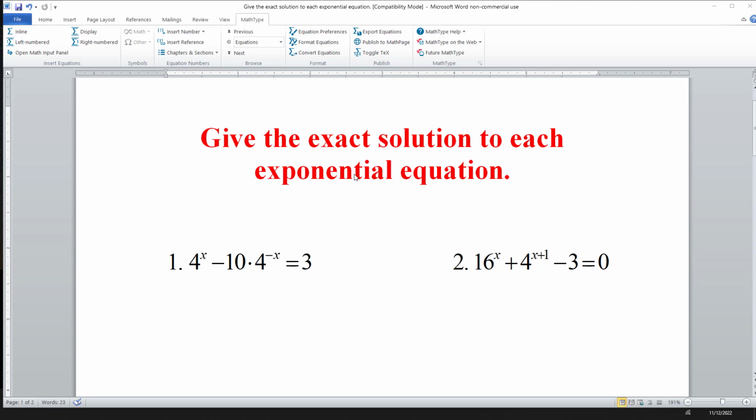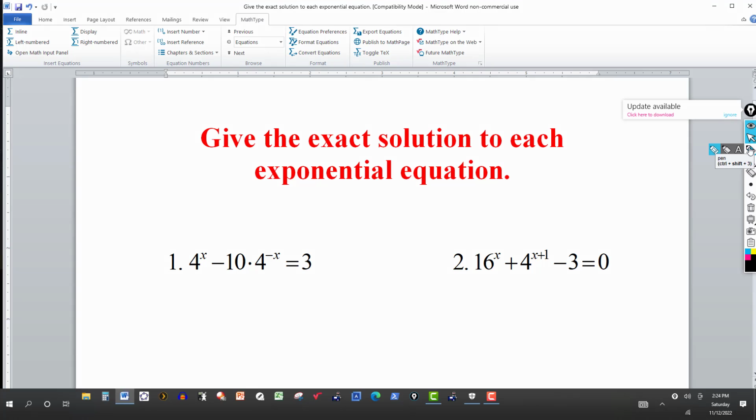In this video, we want to find the exact solution to each of these exponential equations. So we've done some where you have a single base on one side, something like, say, 7 to the x is equal to 8. And we simply took the log of both sides to any base. Normally it would be base 10 or natural log. Take the log of both sides, solve for x. But this one's a little bit different.